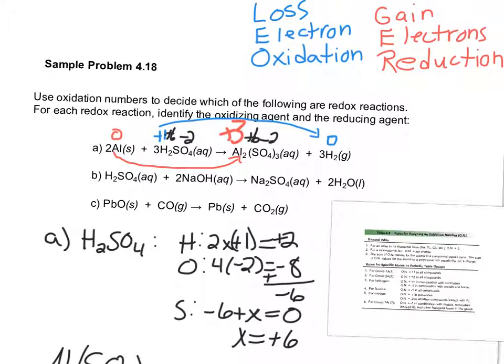Okay, so what happened here? We said this guy lost electrons. That's Leo, loss of electrons. This would be an oxidation. Okay, it's undergoing an oxidation. So let me write that there. Oxidation.